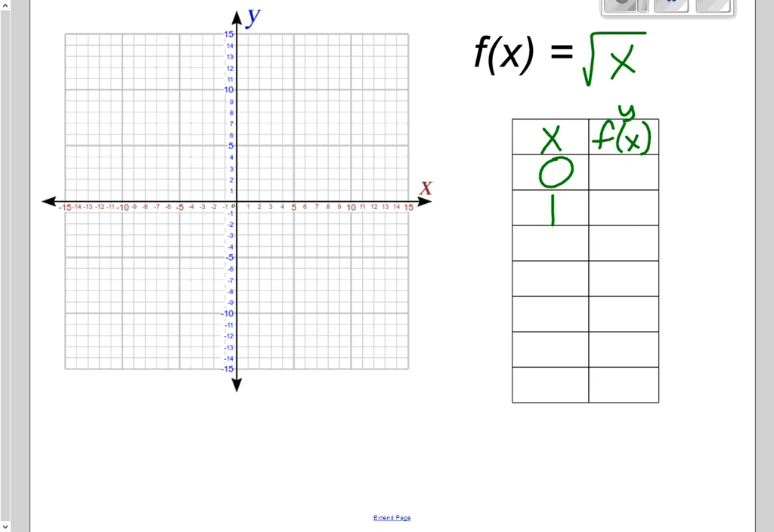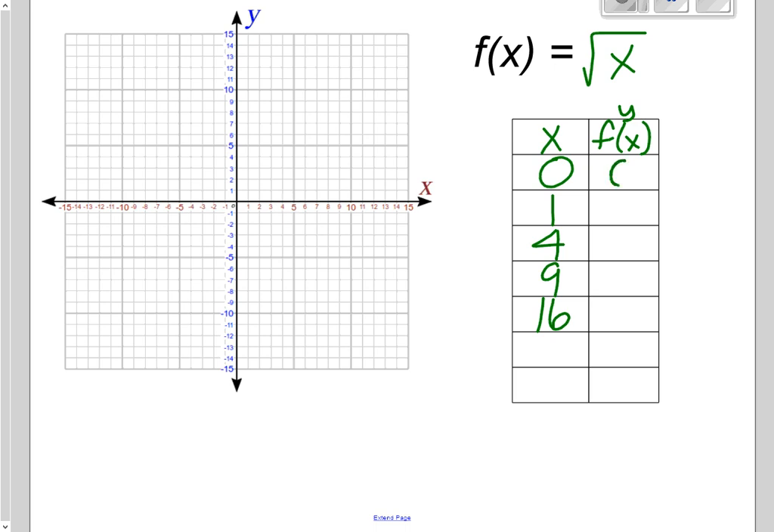And then the next number that I can find the square root of would be 4, because I can find the square root of 4, and that would give me a nice answer. And 9, square root of 9 gives me a nice answer. And then 16. So here are my 5 points. And I've chosen these points specifically because I can find the square root of these numbers.